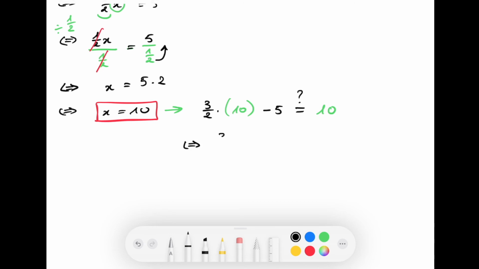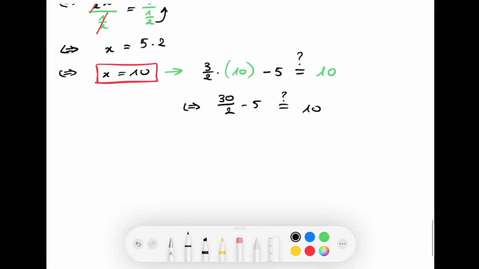So we get 30 divided by 2 minus 5. Is this equal to 10? Well, this is starting to look very good, because it's 15 minus 5. Is this equal to 10? And of course, it is. 10 is equal to 10. We didn't make any mistakes, and we aced our problem.